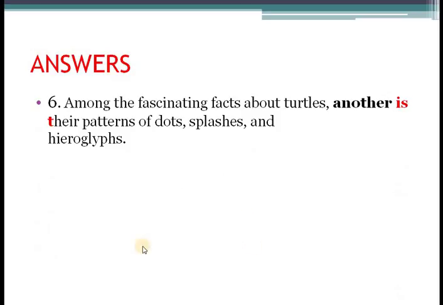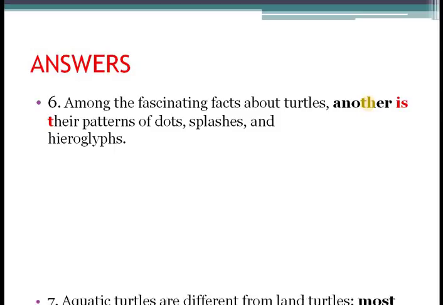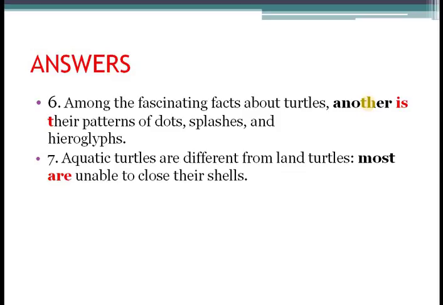We move on to our next question. Amongst the fascinating facts about turtle, another. Now, another is an indefinite pronoun that is singular in nature. And so because it is singular, it takes the verb ending with S. So of all the facts, another fact, one more fact is, and so you can read or comprehend the sentence in that way.